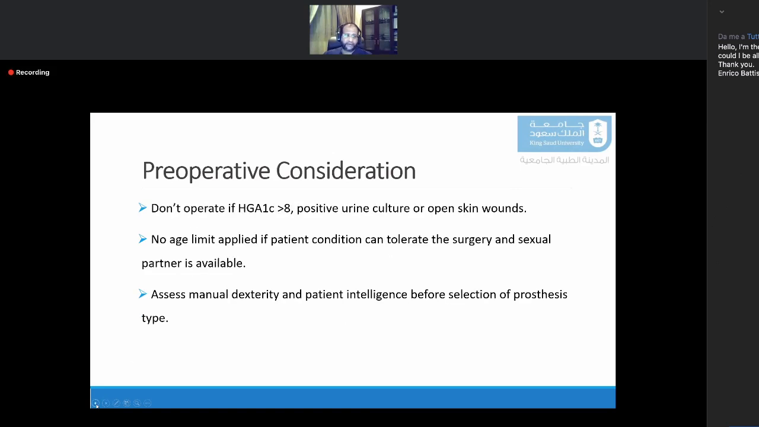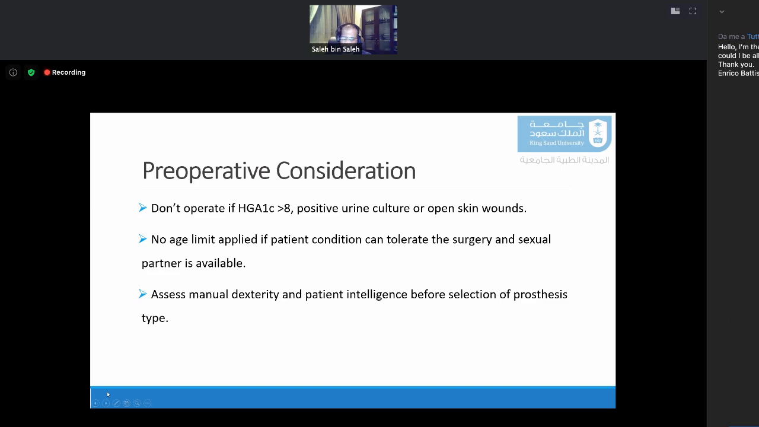So it's our policy not to operate on a patient with a hemoglobin A1C above 8. This is for multiple reasons, and we have already published a paper on this as a cutoff point for hemoglobin A1C. So we do our best to control the patient's glycemia within that range or lower if possible before the surgery. The patient has to have a negative urine culture and no open skin wound lesion before the surgery. This all has to be checked in the preoperative evaluation of the patient.